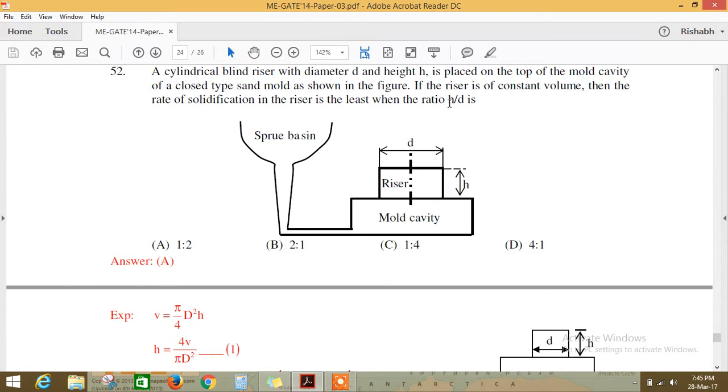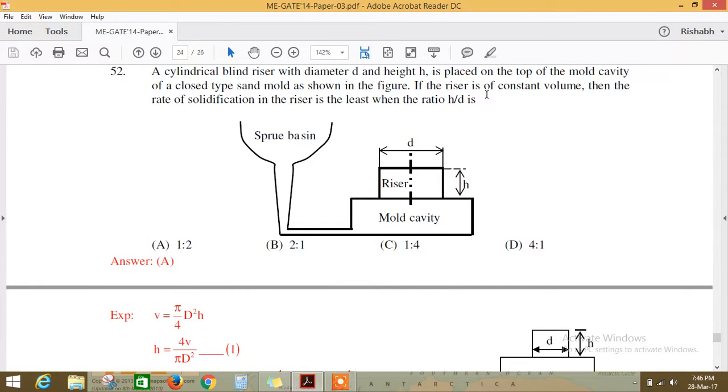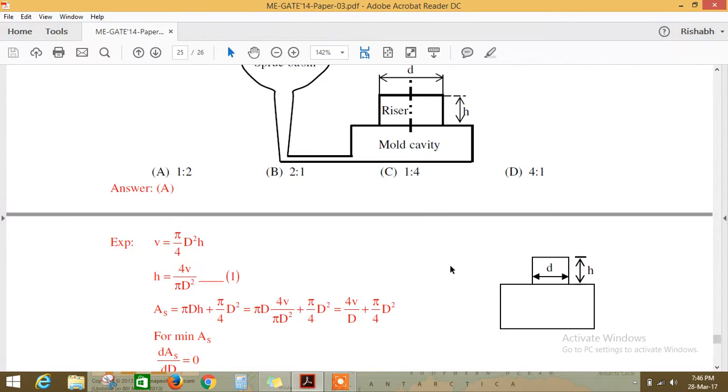H by D is... You should be remembering this as a direct formula, although I am going to explain the derivations also, but it will be better if you remember the direct formula in case of blind riser or side riser, top riser or side riser. We know that here the riser volume is constant, and the volume of a cylinder is pi by 4 D square H, so we can calculate H in terms of D. As we know, solidification time is proportional to volume by surface area whole square.